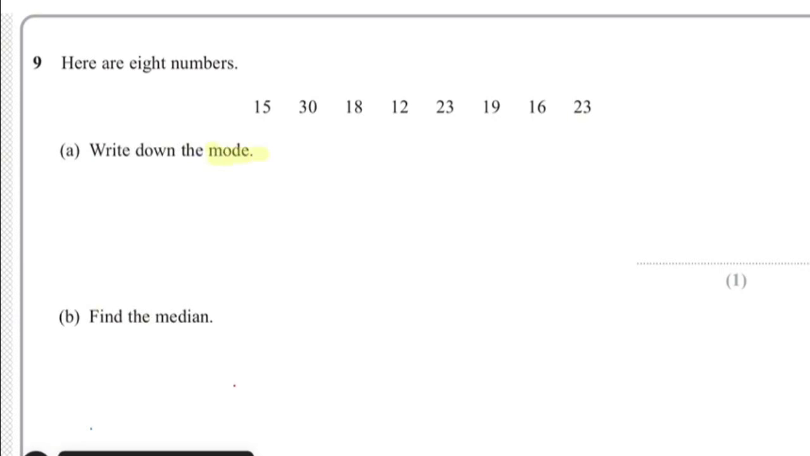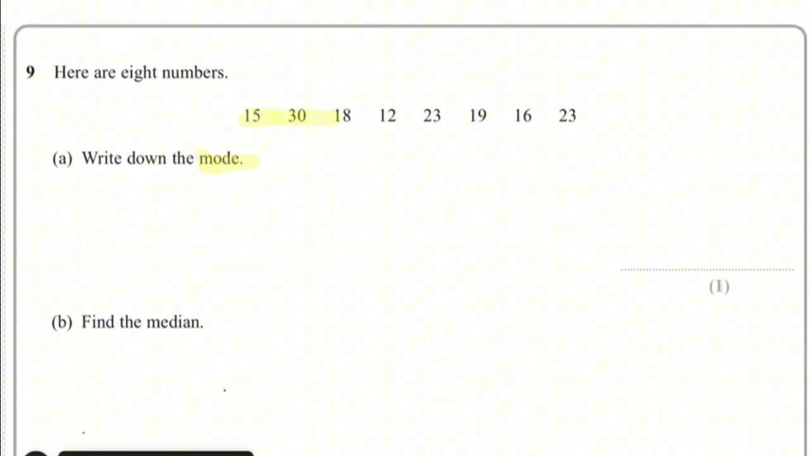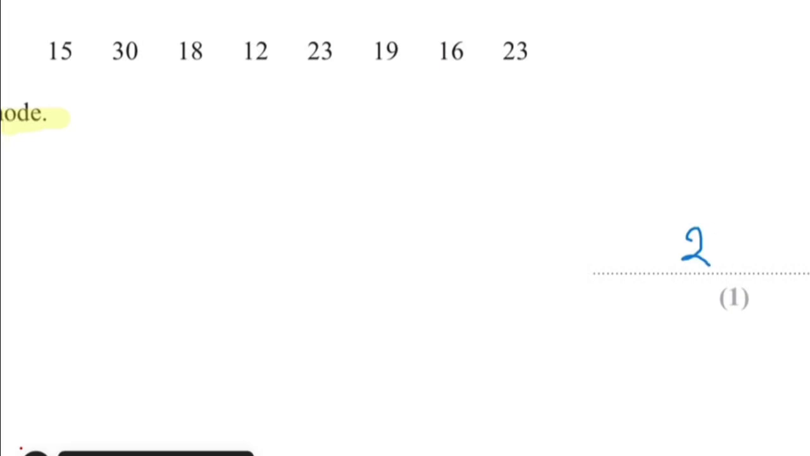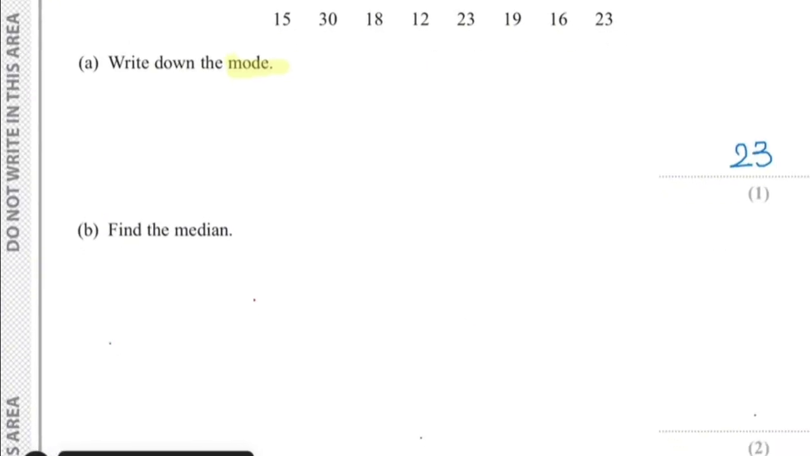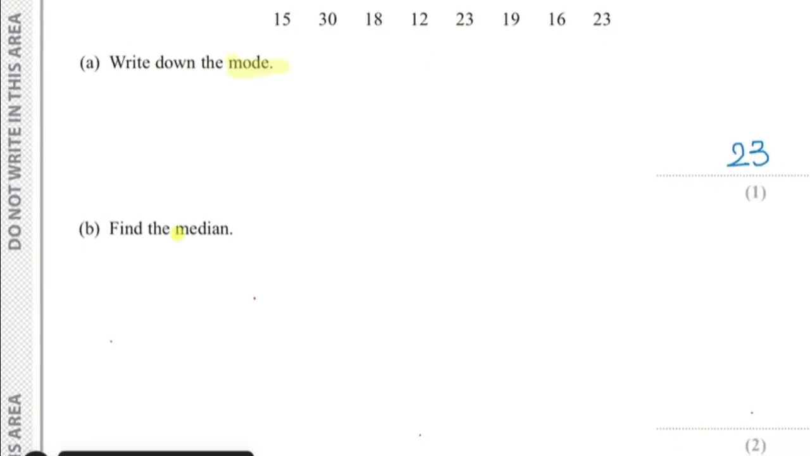So the mode is the value that occurs most frequently in a set of data. So in this given data, we have to figure out which value appears frequently. If we look closely, we can say that the number 23 appears twice comparatively to the others. So the answer is going to be 23. Then the question says find the median. So now we have to know what median is.